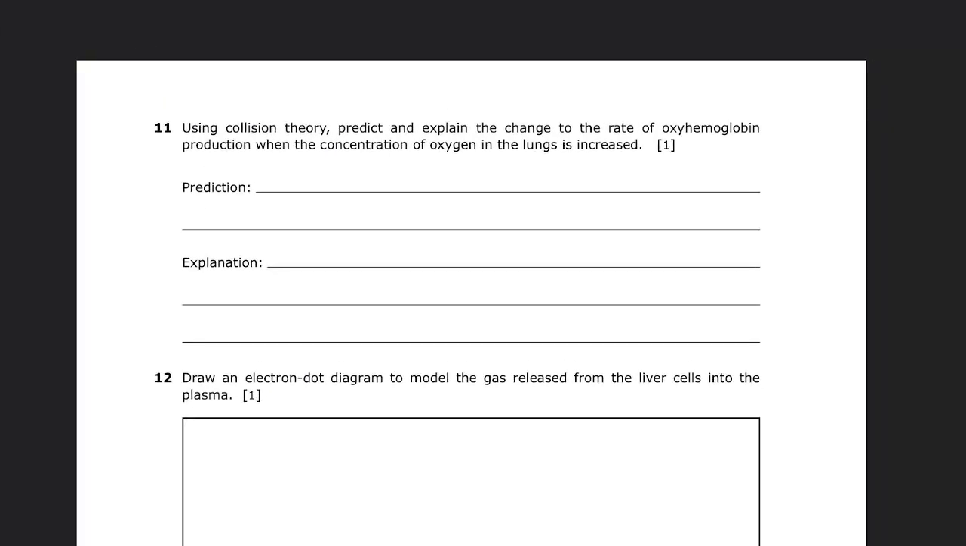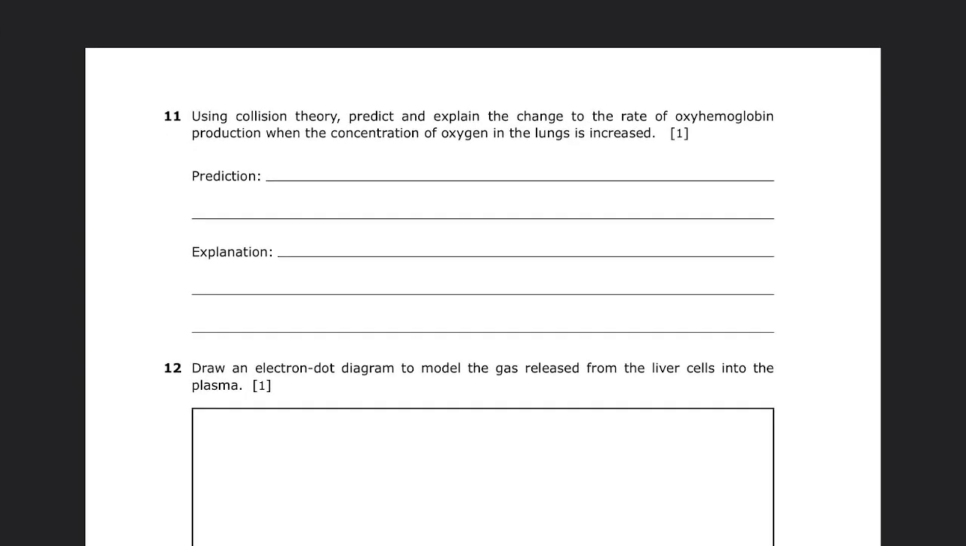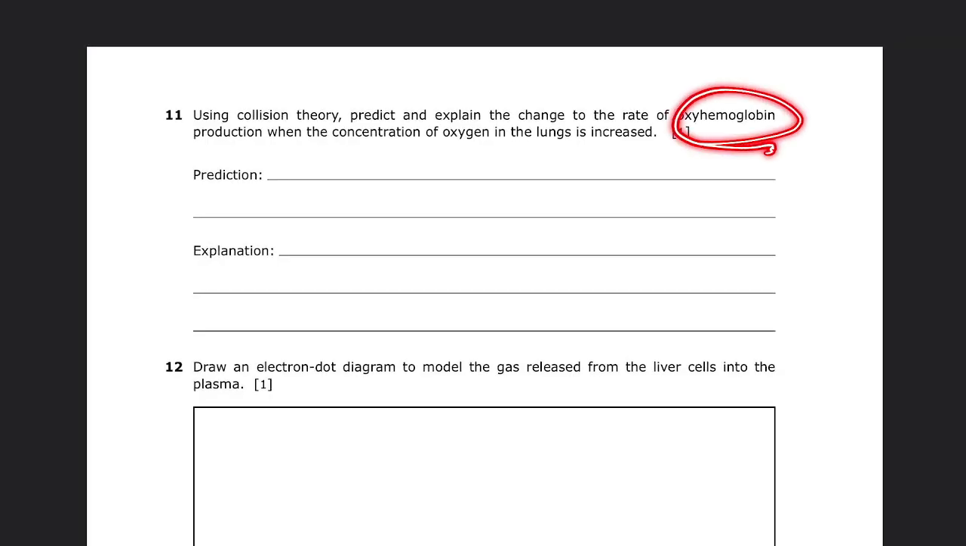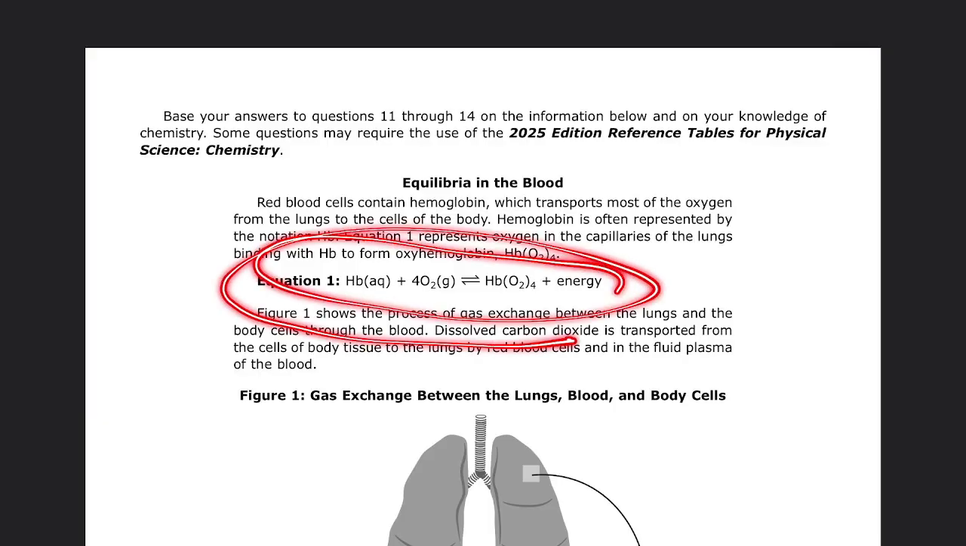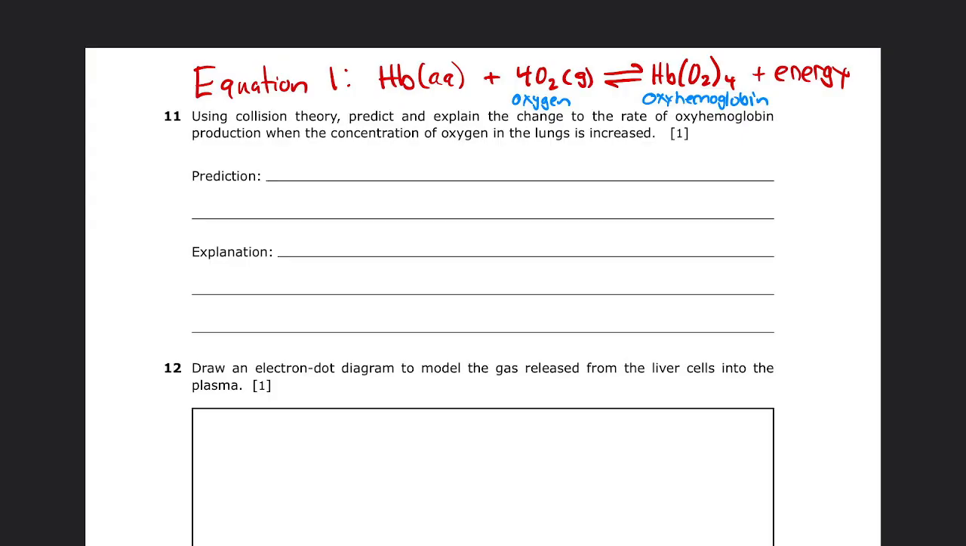So for question 11, it says, using collision theory, predict and explain the change to the rate of oxyhemoglobin production when the concentration of oxygen in the lungs is increased. All right, so we have to think in terms of collision theory, but we're also thinking about oxyhemoglobin and an equilibrium. So what I'm going to do is reference this equation. I'm just going to write it down on the next page to make it a little easier. So essentially what we are evaluating in this equation is, when we increase the amount of oxygen, what's going to happen to the amount of oxyhemoglobin production?